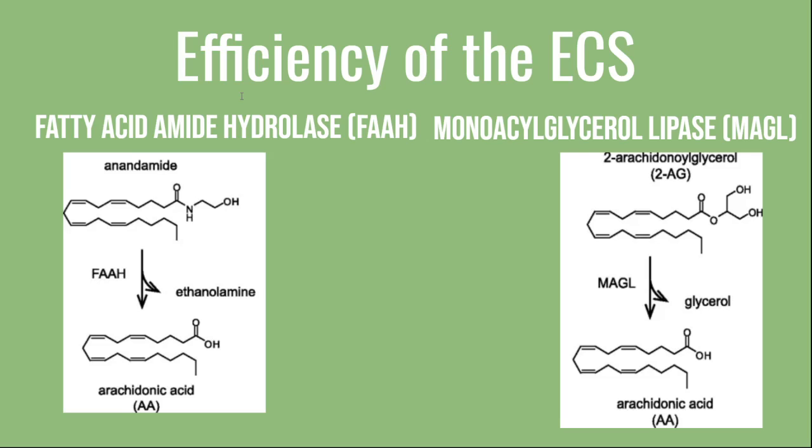Now, because of the abundance of receptors in our body and the body's ability to synthesize and degrade cannabinoids so quickly, the endocannabinoid system is able to regulate with a lot of efficiency things like mitochondrial function, metabolic function, pain perception, memory, and apoptosis.